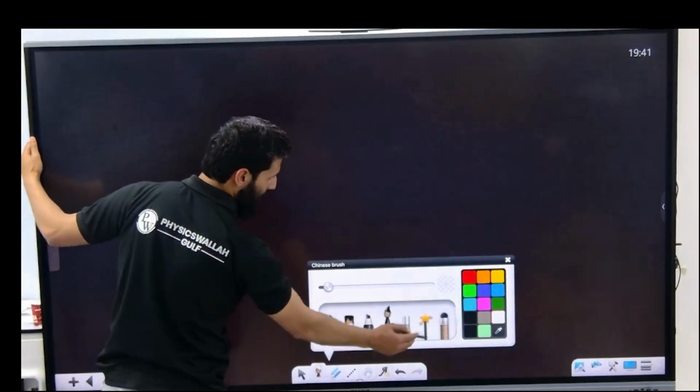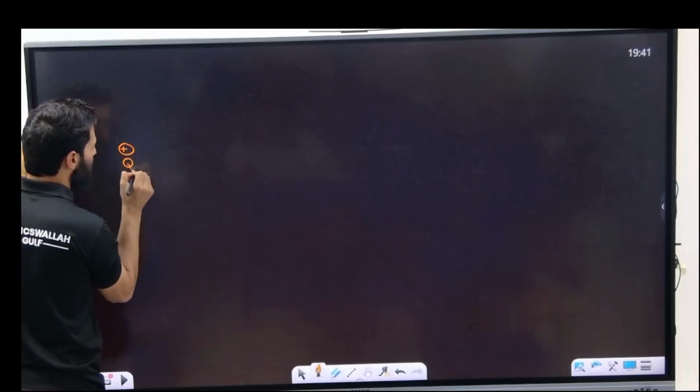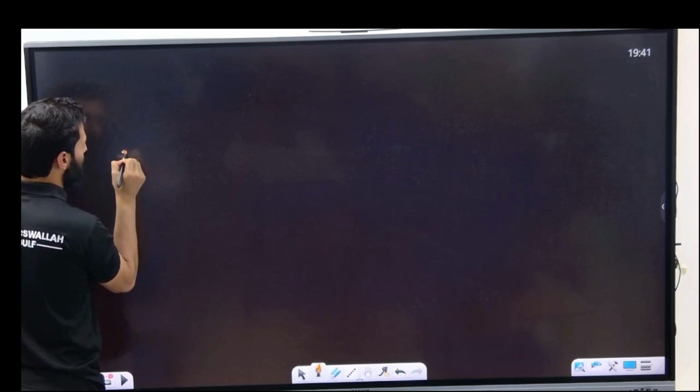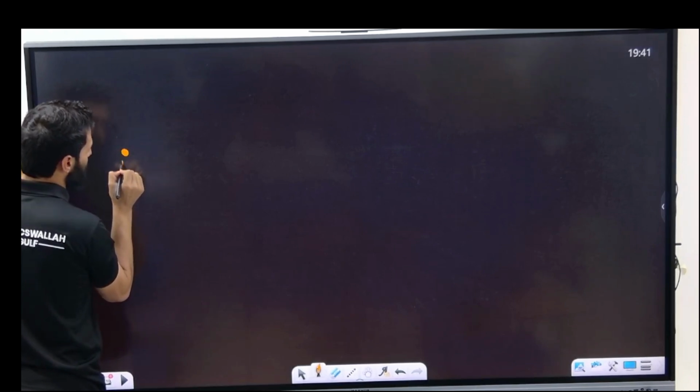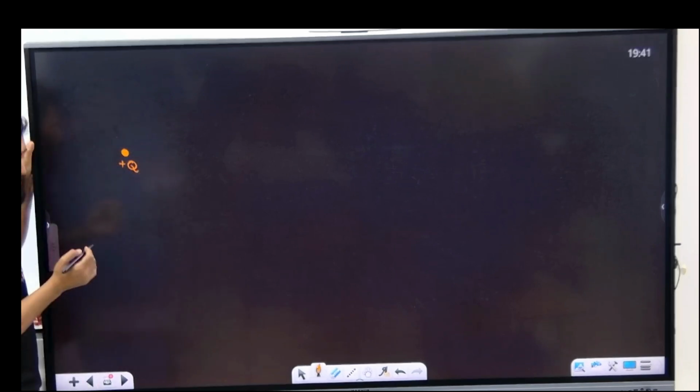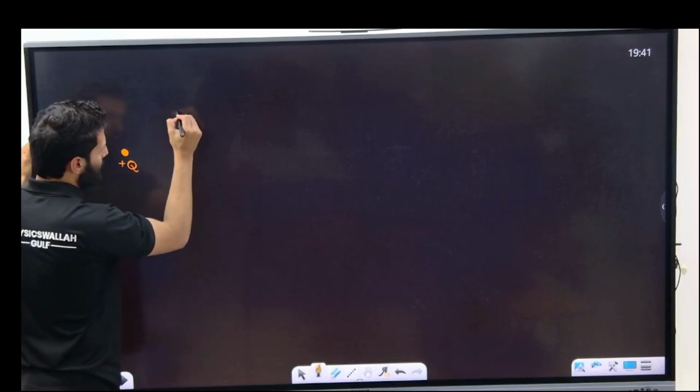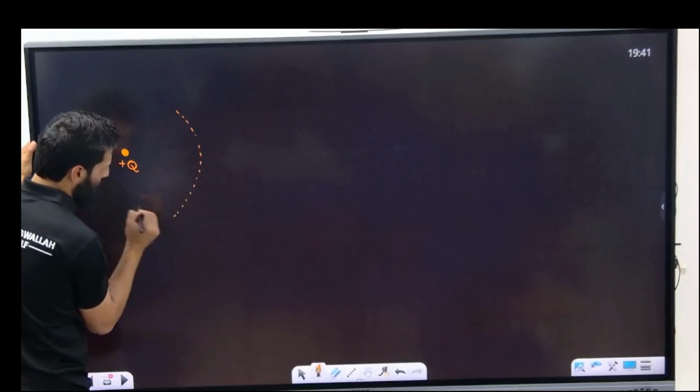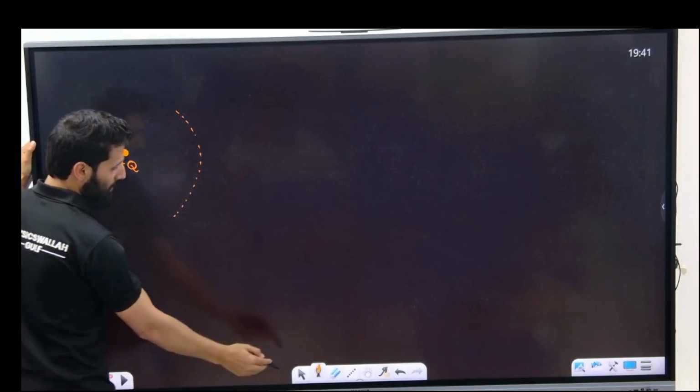Now I will take a point charge. Let's suppose this point charge is Q, positive point charge plus Q. There I took a system of charge; here I took point charge plus Q. Now we have some field around it. Yes or no? Okay.